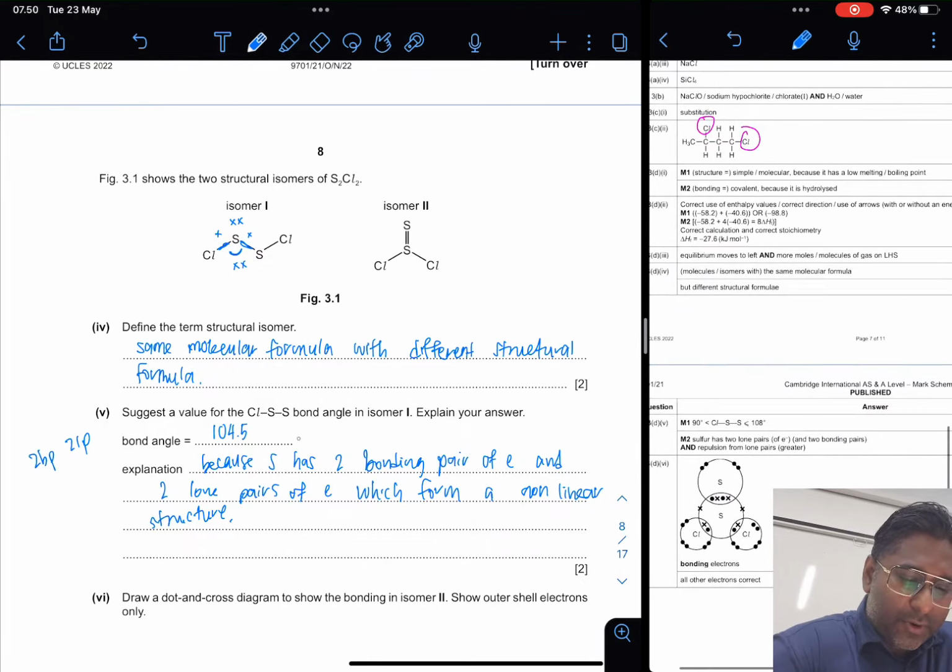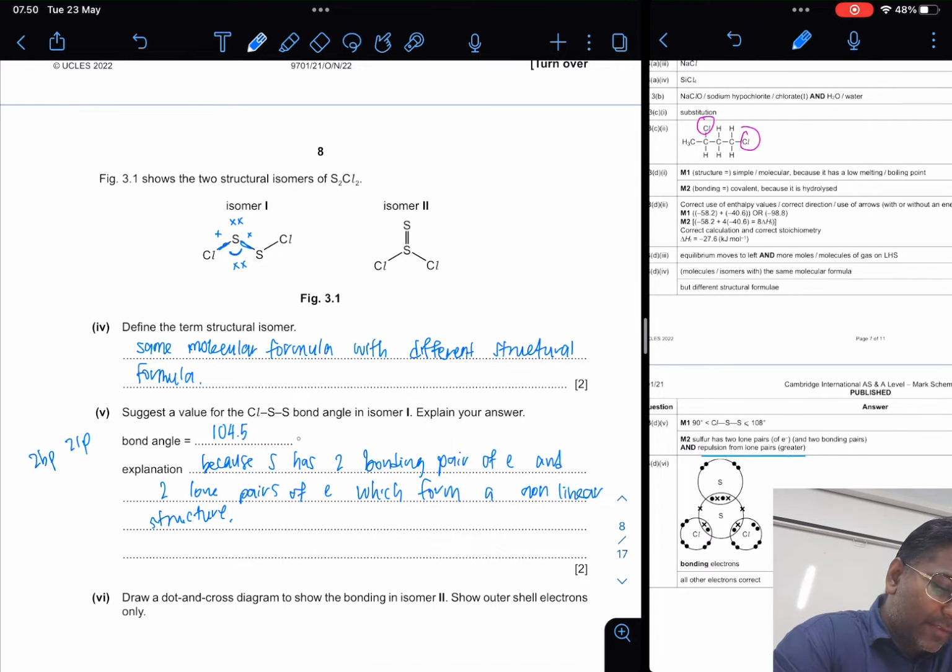Okay, so the answer here, they say anything from above 90 to less than 108 they do accept. So ours is 104.5, it's okay. Now sulfur has 2 lone pairs and 2 bonding pairs, so there is N over there, so our answer might only be given 1 mark. They want 2 marks over here, so I think we still need to give more explanation to this.